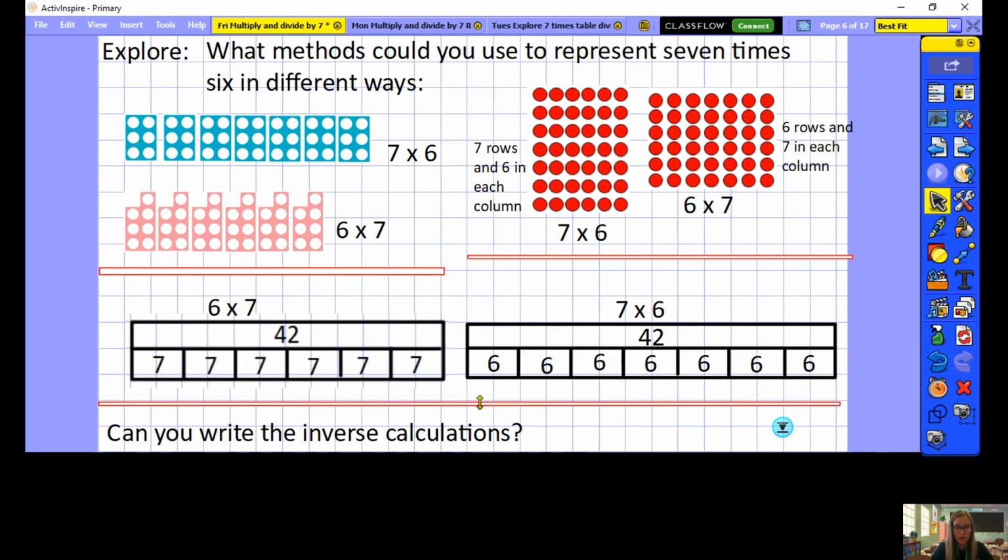Or I could have used those bar models again. So 6 times 7, so there's 6 groups of 7 here, and that equals 42, or 7 times 6, there are 7 groups of 6, okay, and they also equal 42. So can you write the inverse calculations? So the inverse calculations would have been 42 divided by 6 equals 7, or 42 divided by 7 equals 6. So well done if you managed to draw all those different ways of representing that calculation.